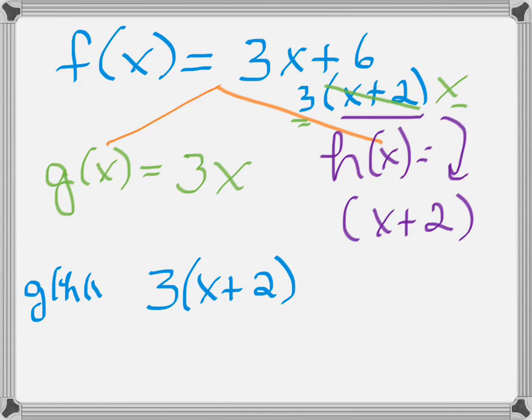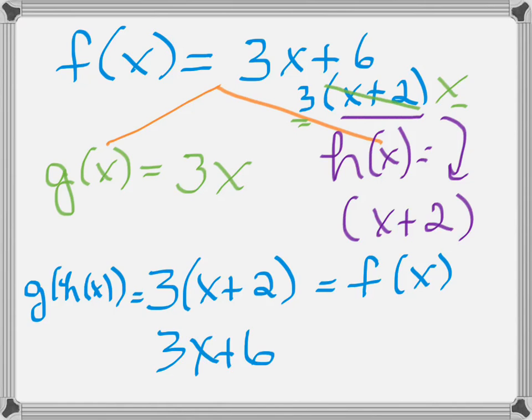That would be g of h of x, which we also know as f of x. Because when we distribute that 3 in, we're back to our original function. So notice we decompose f of x into two functions, g of x and h of x.